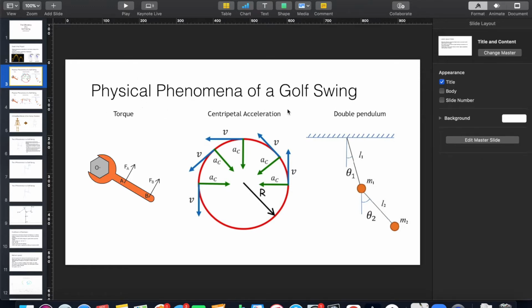So moving into the physical phenomena of a golf swing, we have three physical phenomena involved in a golf swing: torque, centrifugal acceleration, double pendulum. In the context of golf, centrifugal acceleration is actually something else, but I'll get into that later.